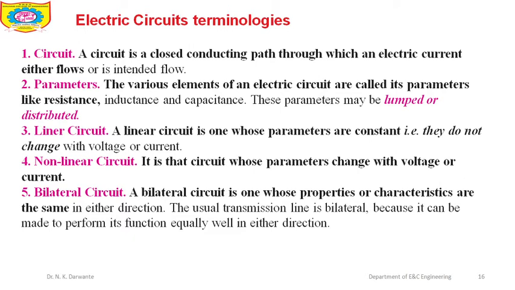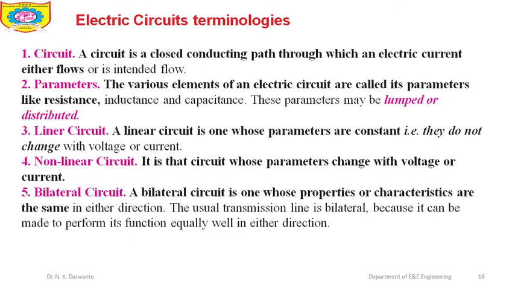Circuits are made up of some components, parameters, devices, as well as the conducting path, wires. The conducting path may be wires, or a track on the printed circuit board, or whatever is used for conducting the current.